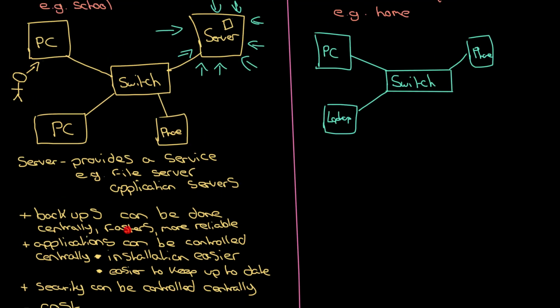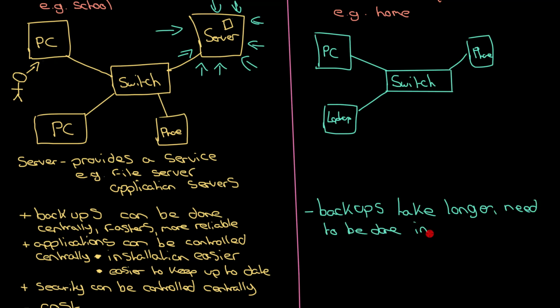Okay, so when we're comparing and contrasting this to a peer-to-peer, really it's just the opposites that we have to think about here. So for example, backups can't be done centrally, so they take longer to do. And you are much more likely to miss a file because you have to worry about backing up several different devices on that network. And like I said, we really are dealing with opposites here. So your programs and files on each computer might be different. That can be an issue.